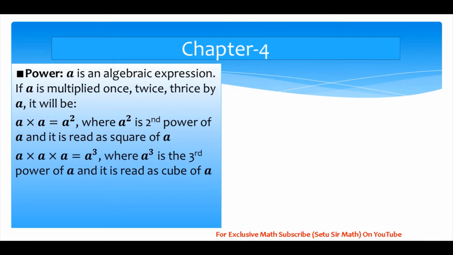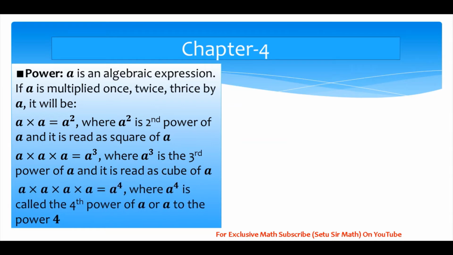After that, A multiplied by A multiplied by A equals to A to the power 3, where A to the power 3 is the third power of A, or it is read as cube of A. That means you can say A to the power 3, or you can say A cube. After that, A multiplied by A multiplied by A multiplied by A equals to A to the power 4, where A to the power 4 is called the fourth power of A. That means you can say fourth power of A or A to the power 4.